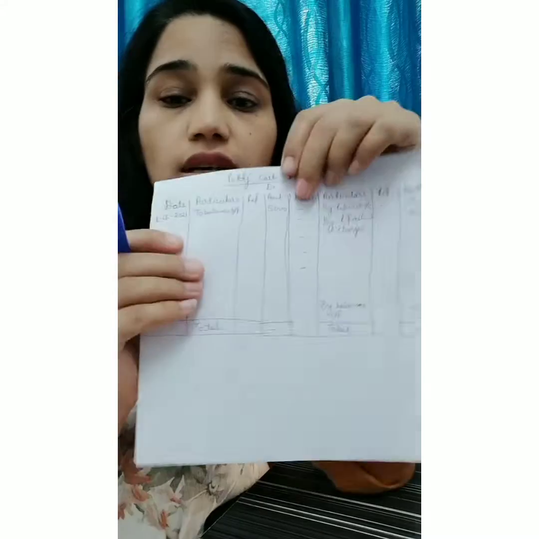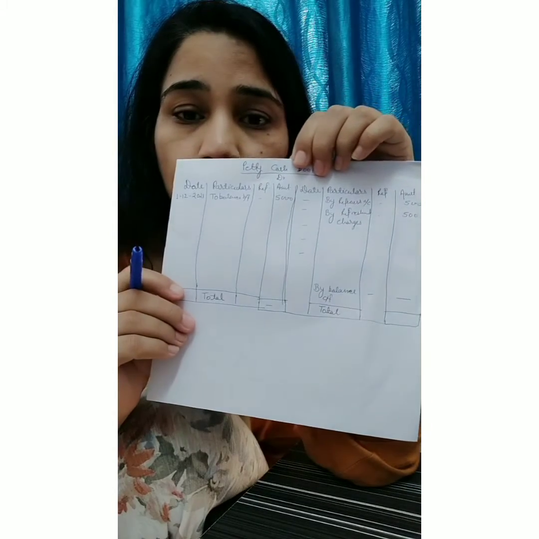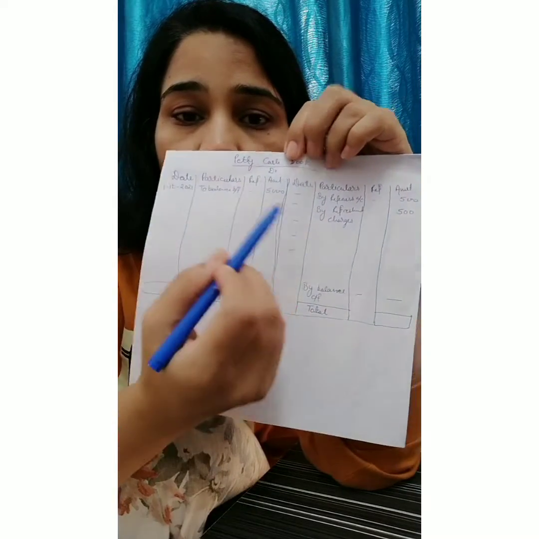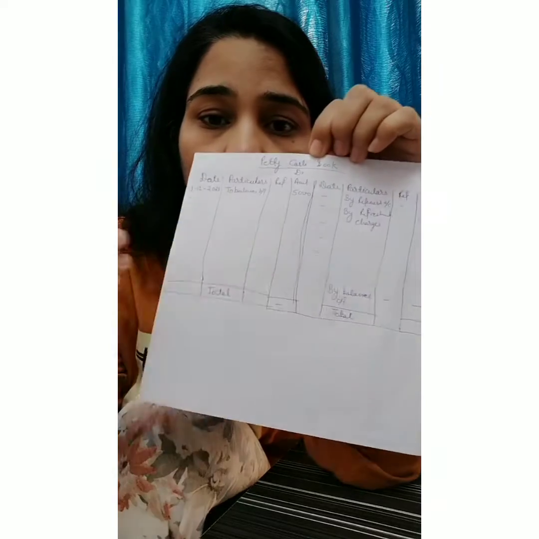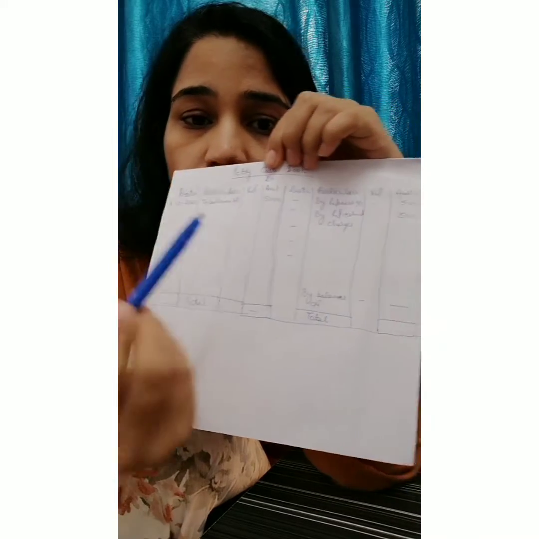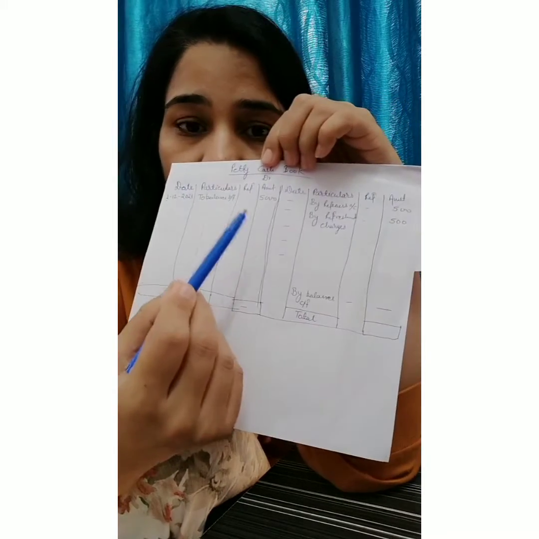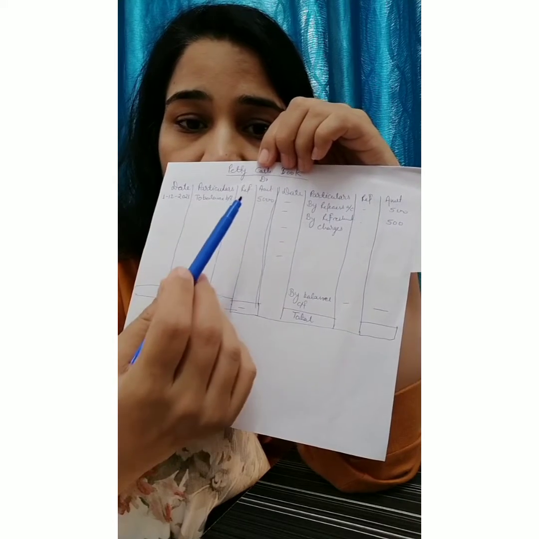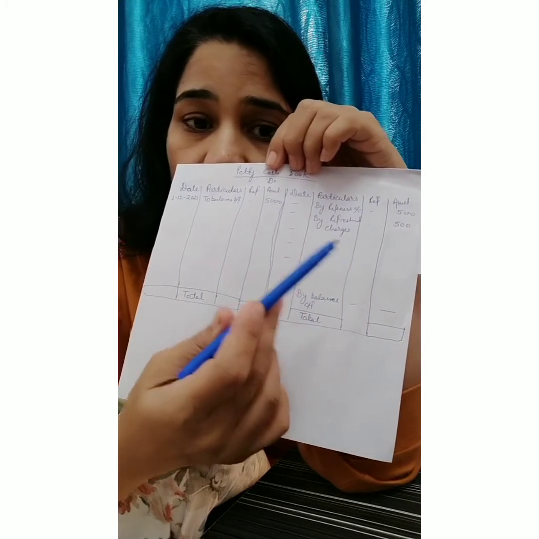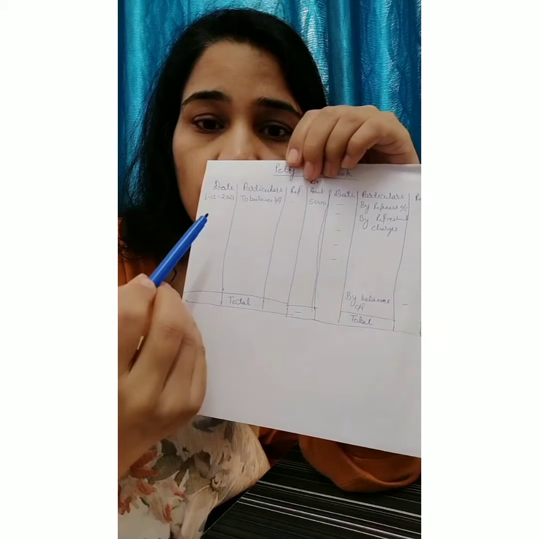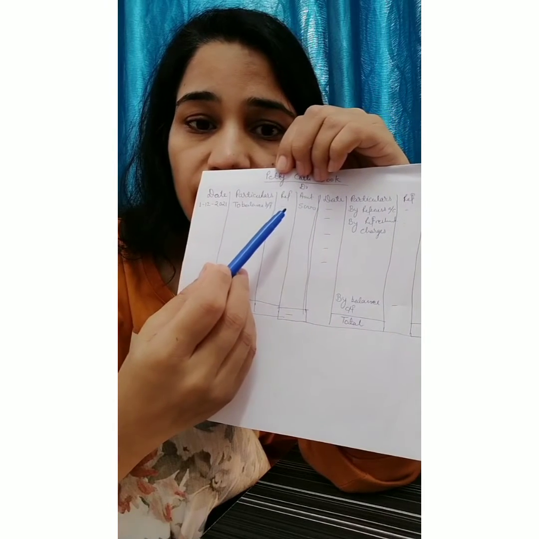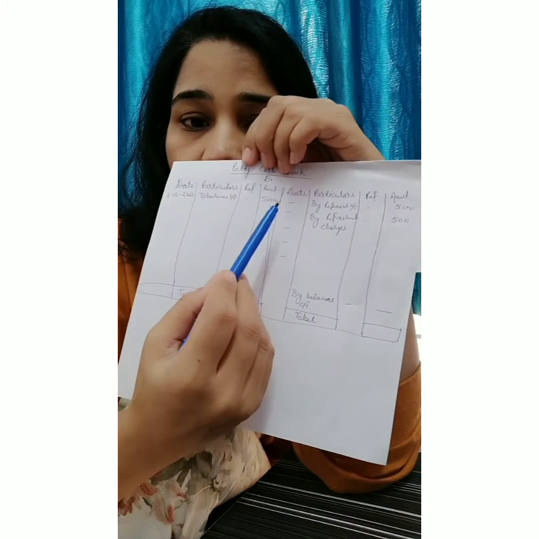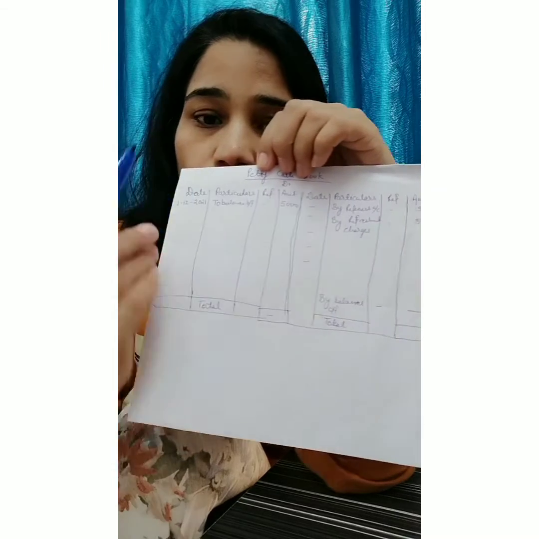Okay, so this is going to be the format of the petty cash book. Hope you guys can see it. Again, it is just like a ledger account, and it has debit and credit, both sides. Date, particulars, reference, amount. Credit side: date, particulars, reference, amount.